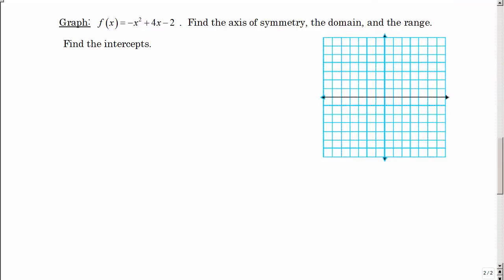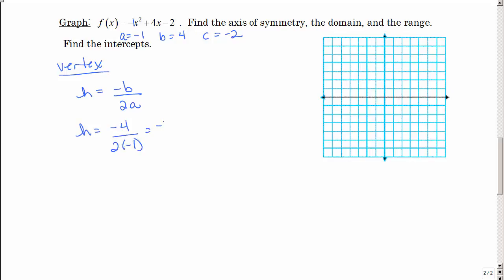Let's do the next one. Okay, so first of all, we have to find the vertex. So we have to know that h is negative b over 2a. So a is negative 1, that's right there. B is 4, and then of course C is negative 2. So H is negative 4 over 2 times negative 1.